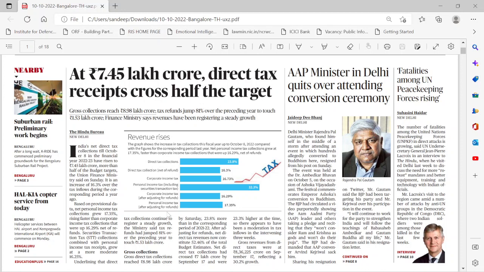Next: fatalities among UN peacekeeping forces rising. Guys, in UN peacekeeping, India is one of the largest contributors, followed by Pakistan, Bangladesh, and others. And what do these people do? Let us say in Africa there is some country where two groups are fighting among themselves. This peacekeeping force will be present in between and try to prevent these two groups from acting against each other.